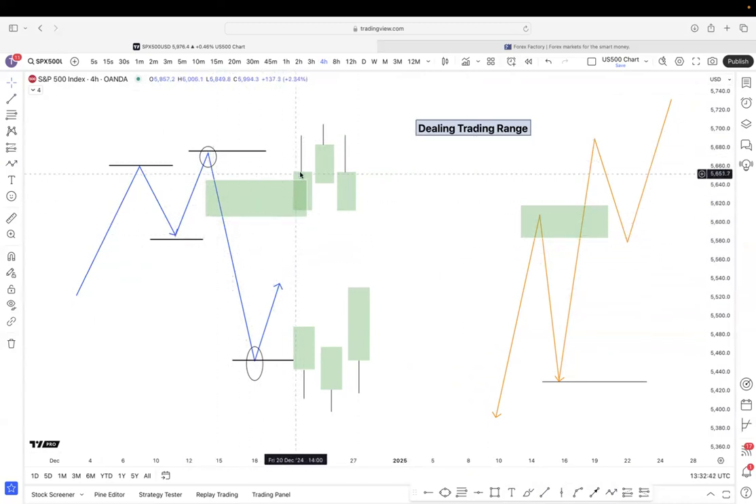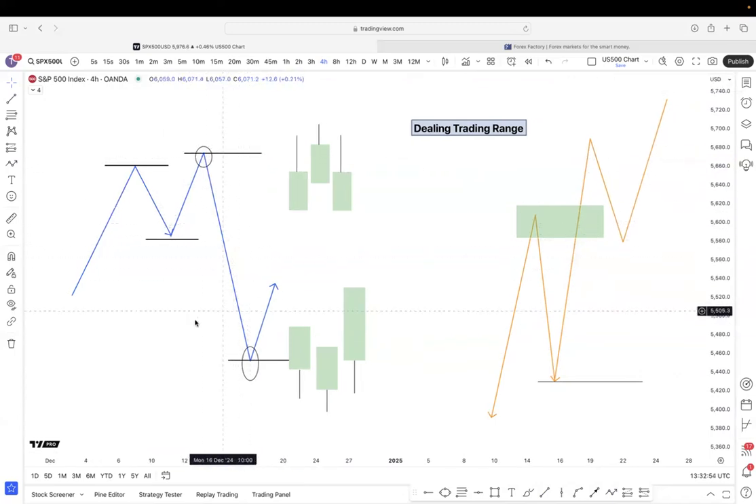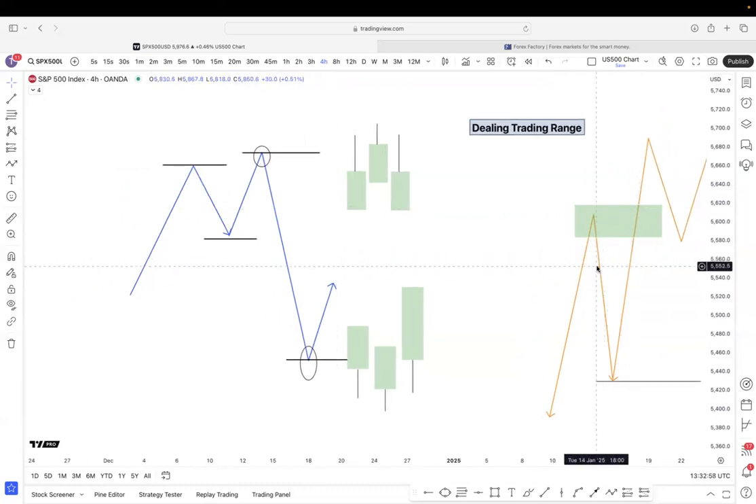Once we have that, we identify our swing point high, our swing point low. We now have a trading range. Inside of this trading range is where we're going to look for opportunities. But where are we going to be looking for these opportunities to present themselves?